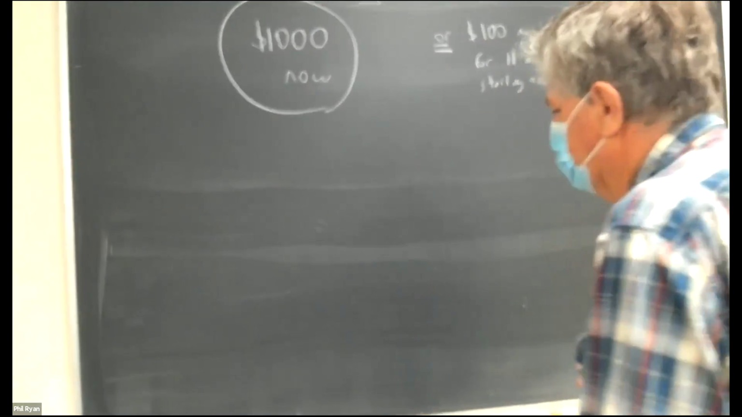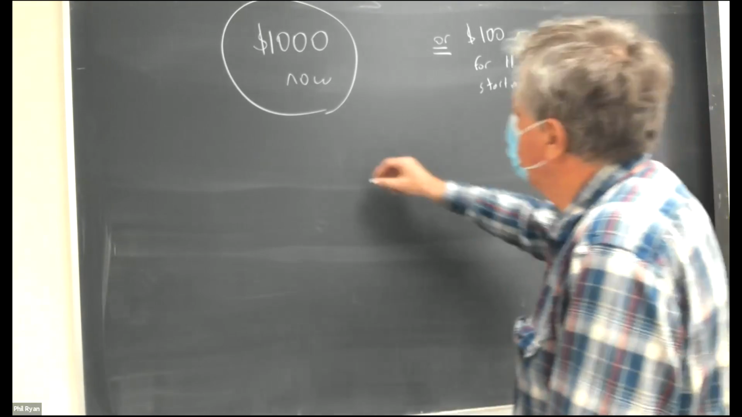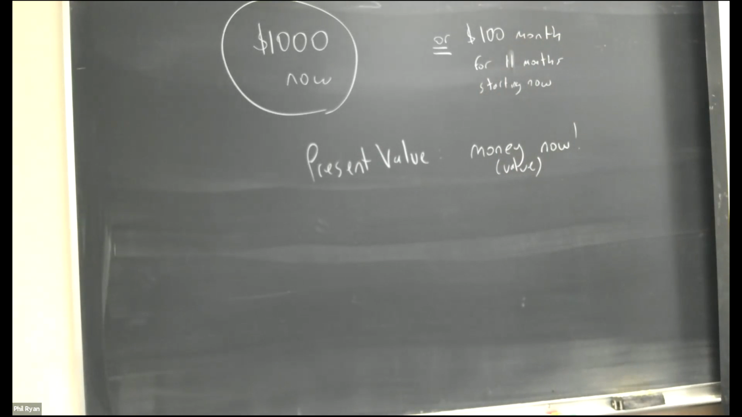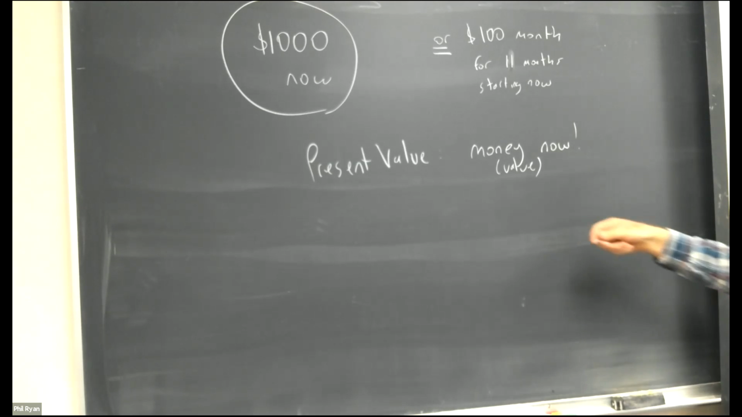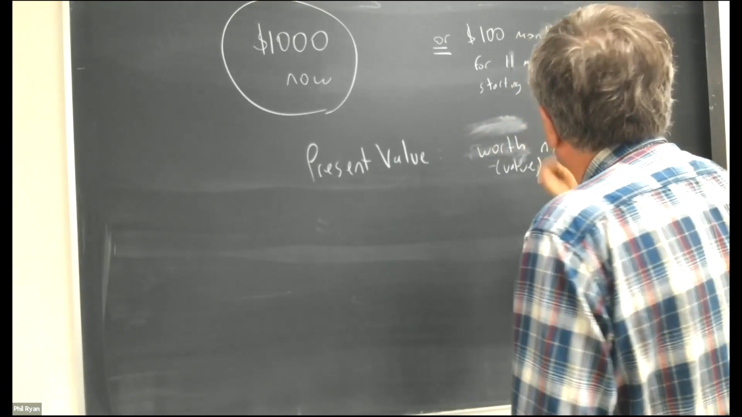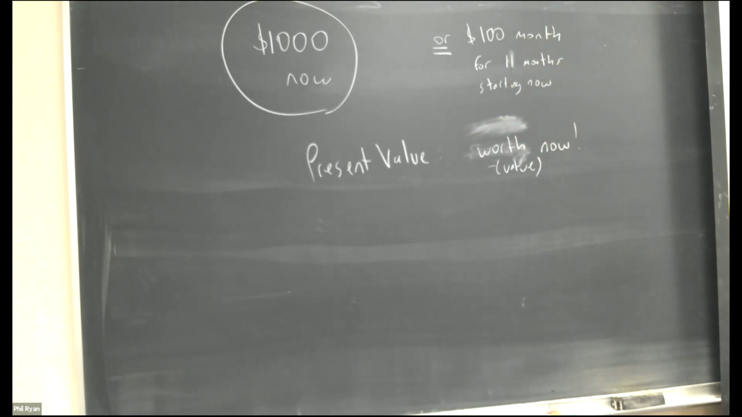So that leads us to define two terms. There's present value, and that's money now, i.e. the value of that. So when we talk about having a present value of $1,000, we're talking about having $1,000 now or its equivalent. So maybe $1,050 in a year's time is worth the same as $1,000 now. If that's the case, that $1,050 has a present value of $1,000. So what is the worth? Instead of saying money now, I should say worth now. Value now. Versus future value.